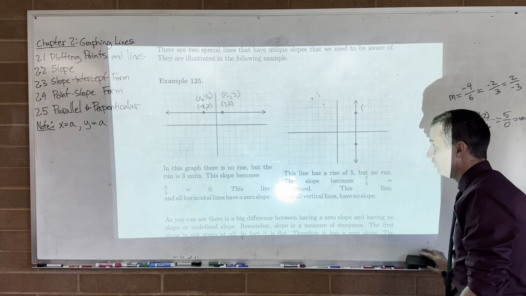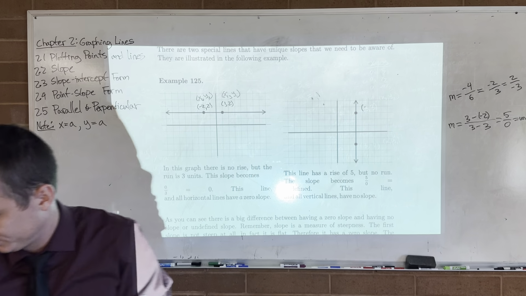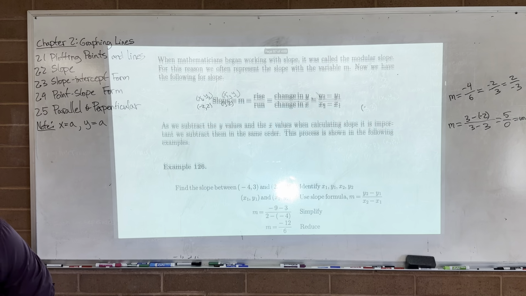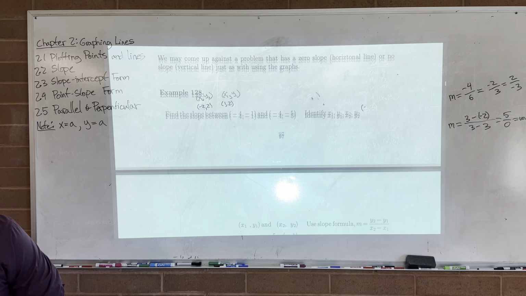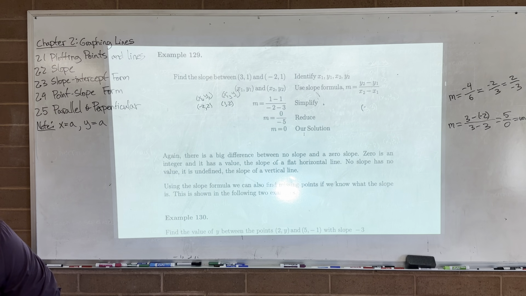Okay. So the two gotchas there we covered. That's good. He's deriving the formula, just plugging in the slope between 2 points. I don't think we need to do much more of that. We can do this one. Find the value of y between the points 2, y and 5, minus 1 with slope 3. Or with slope minus 3. Okay. So here's a cool one.